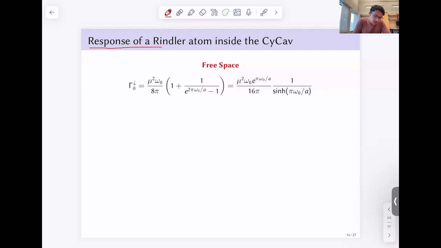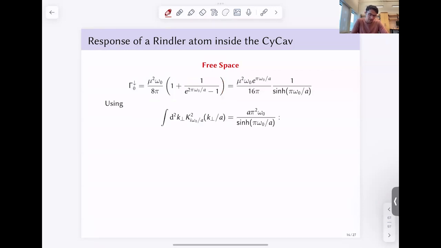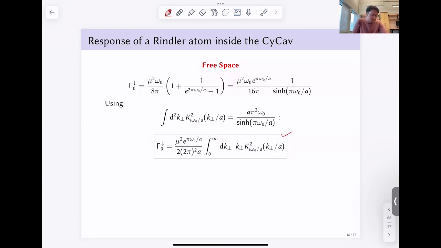Now let us see what the response of a Rindler atom inside a cylindrical cavity looks like. We can compute it directly, but I'll motivate it in parallel with what we already know from free space. In free space, the decay rate gets modified by this additional term due to the uniform acceleration of the atom, which you can also write like this. Then using this integral identity, I can cast the expression in this form. Now we have written the expression in terms of an integral over the transverse field modes, which we are modifying using a cylindrical cavity. We already saw that k_perp, the transverse field modes, get replaced by these new field mode frequencies.